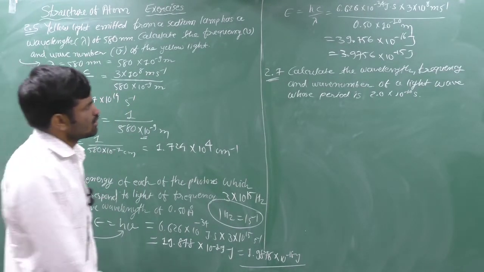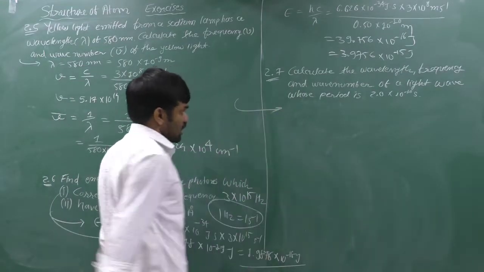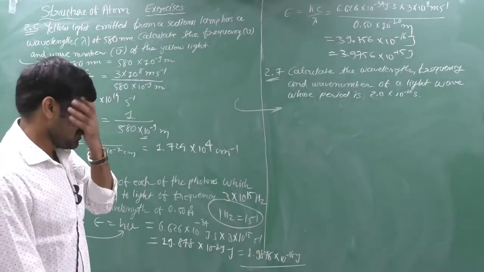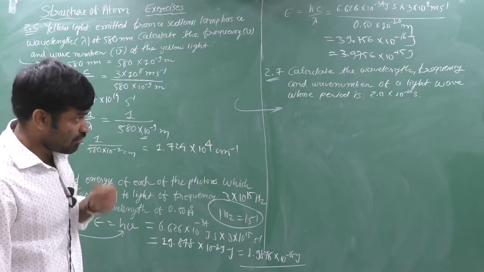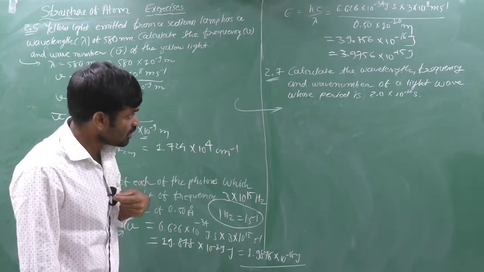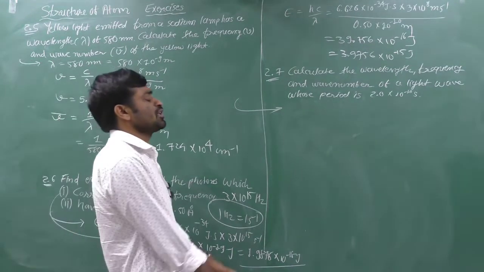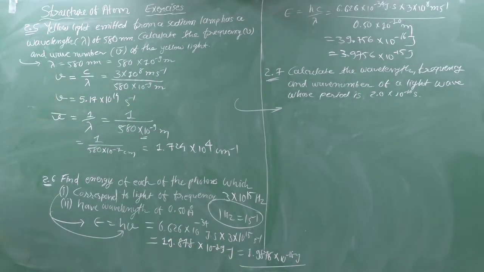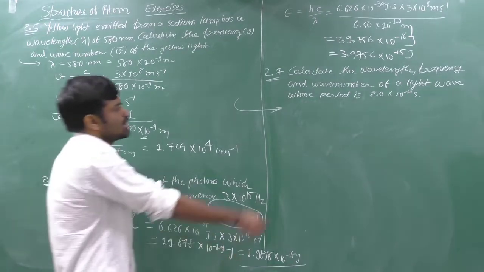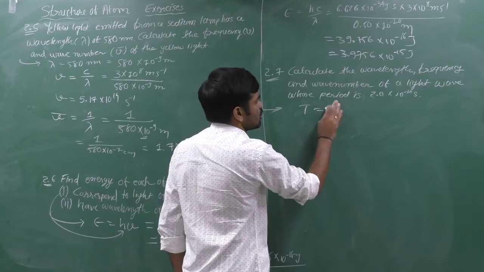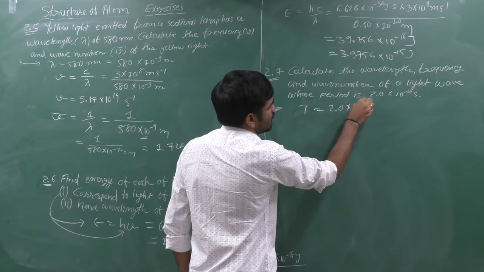Now we can calculate 2.7. Calculate the wavelength, frequency and wave number of a light wave whose period is 2.0 into 10⁻10 second. Period means time period. Yes, period means time period. Clear? First we can have here t is given, time period t is equal to 2.0 into 10⁻10 second.